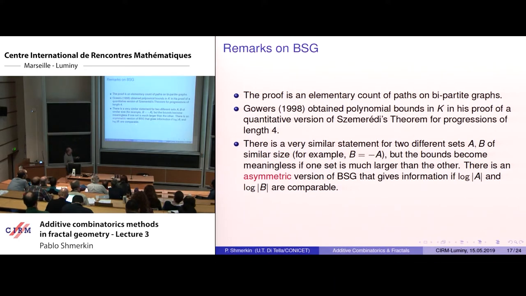But actually, it is in the book of Tao and Wu, but I think it's a part of the book that nobody read. And Tao and Wu, again, credit Bourgain for the idea. So Bourgain proves many things, but he didn't state them. So if you didn't read and understand the paper, which is very difficult, you don't know what he proved. Okay, so apparently Bourgain proved this asymmetric version, and Tao and Wu wrote down the actual statement, which is the one that I use. So I use the asymmetric version.